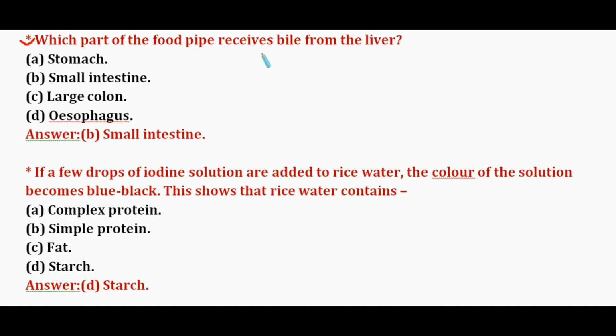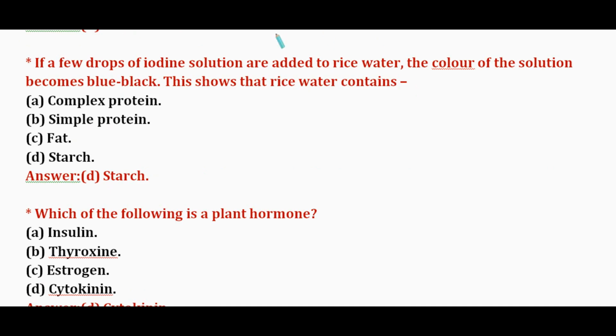Which part of the food pipe receives bile from the liver? Stomach, small intestine, large colon, esophagus. The small intestine is the correct answer. And the question: if a few drops of iodine solution are added to rice water, the color of solution becomes blue black. This shows the rice water contains complex protein, simple protein, fat, starch. Correct answer is starch.